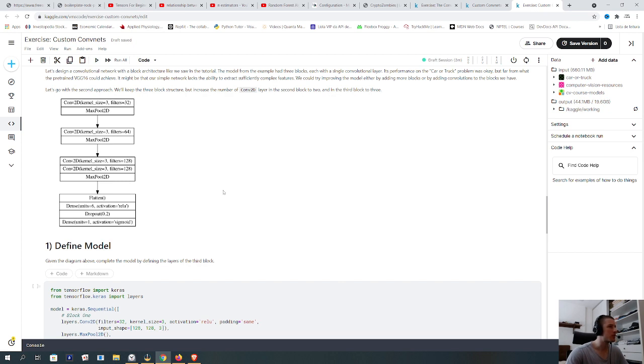We'll keep the block structure, but increase the number of convolution layers in the second block to 2, and in the third block to 3. So in the second block to 2, and in the third block to 3. So just adding a convolutional layer. And a dropout on the head, to try to prevent overtraining, I guess.